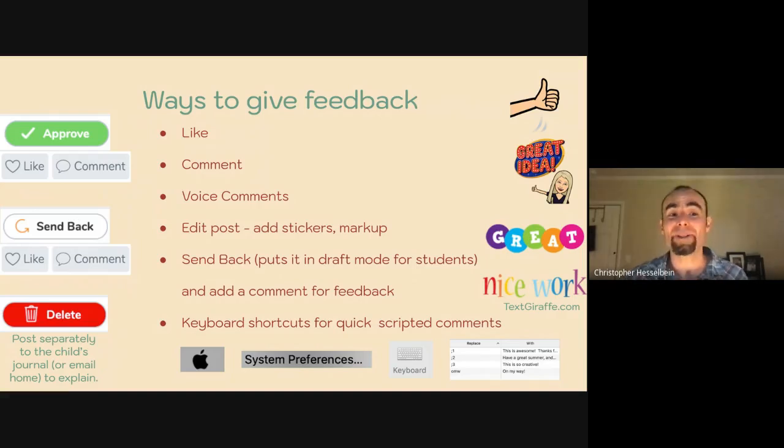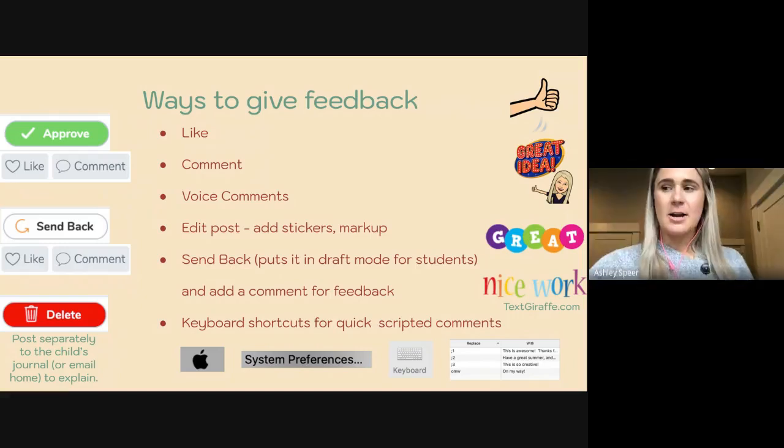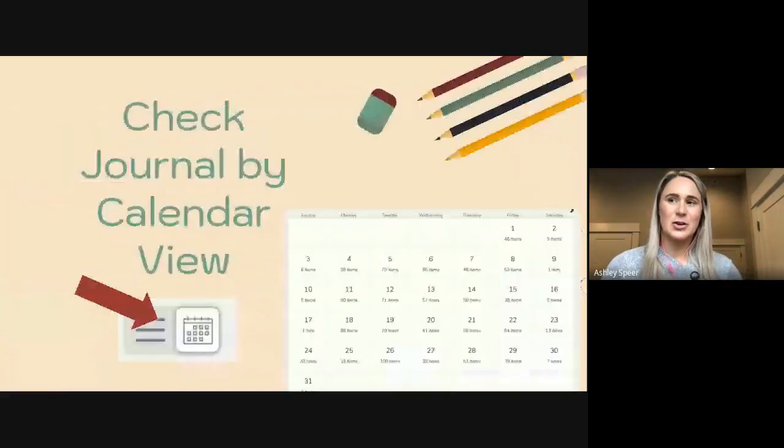And they're like, oh, it's just gone. Like, why did that get deleted? So I think if you're going to delete, it's nice to just give a little bit of feedback, like, hey, I deleted your post and this is what I want. Can you try it again? Yeah. So another thing too is checking journal by calendar view.